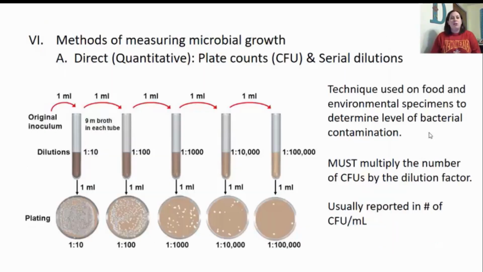So the next thing we want to look at are the methods of measuring microbial growth. How can we actually measure how much growth is present? One way is called a direct way, also known as quantitative, meaning we're actually going to do counting here. These are called plate counts, and this is going to be looking at the CFUs, the colony forming units. We can also do this by doing serial dilutions. This is a technique used on food and environmental specimens to determine the level of bacterial contamination.